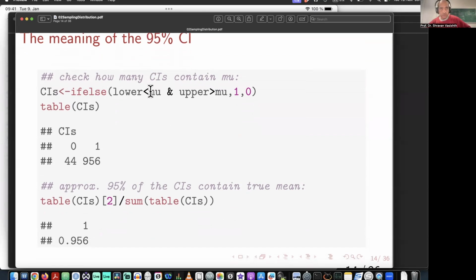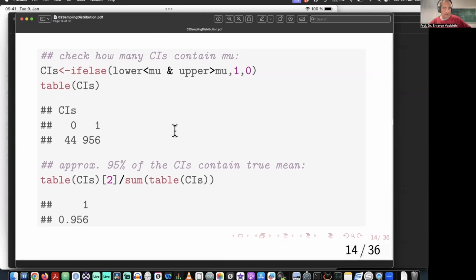So if the true mu is larger than the lower value, and if the true mu is smaller than the upper value, then it lands inside the confidence interval, right? And so whenever that's true, I will record a 1, otherwise I'll record a 0. And so what should happen is that in about 95% of the cases, I should get a 1, and in 5% of the cases, I should get a 0, right? And so let's do this, okay?